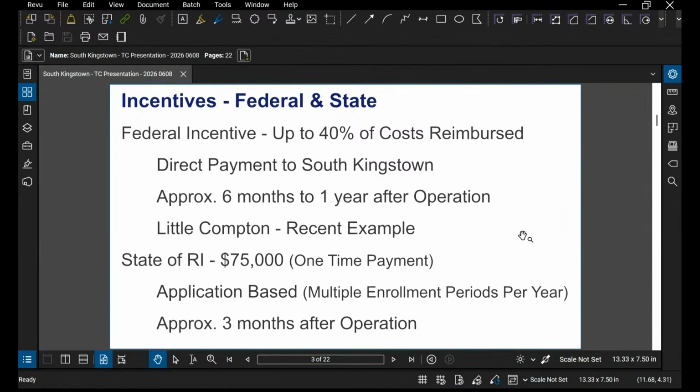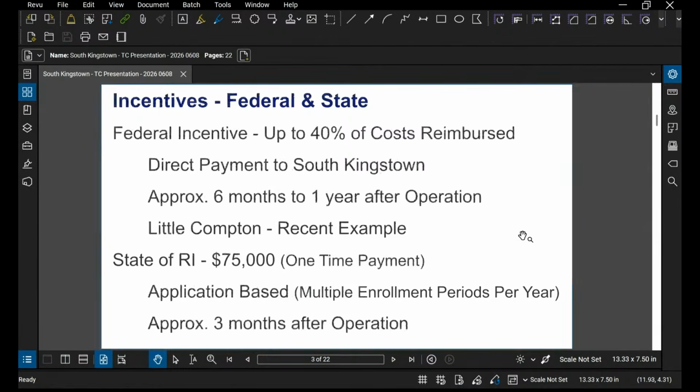There's also a $75,000 one-time payment from the state of Rhode Island, and that's application-based multiple times throughout the years. We would apply for that approximately 3 months after operation of the system.